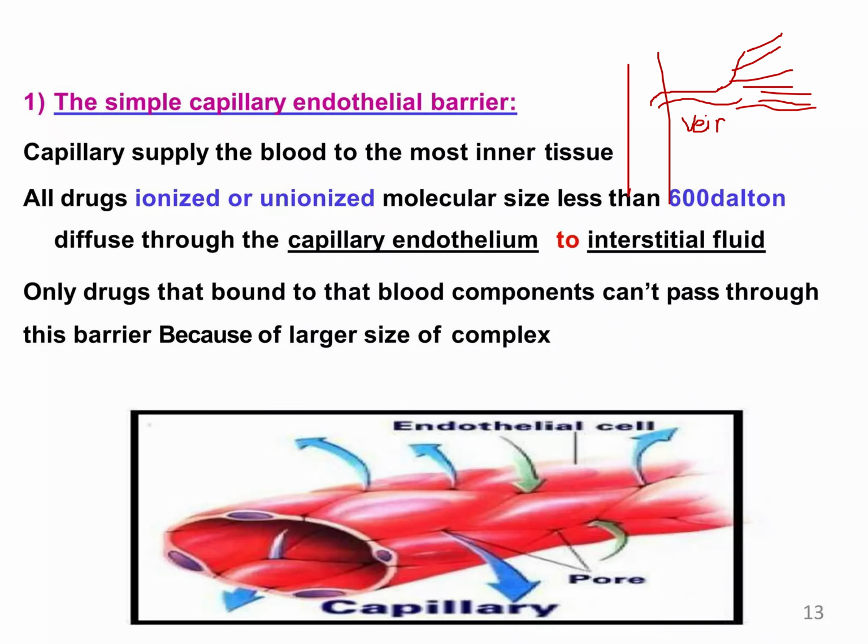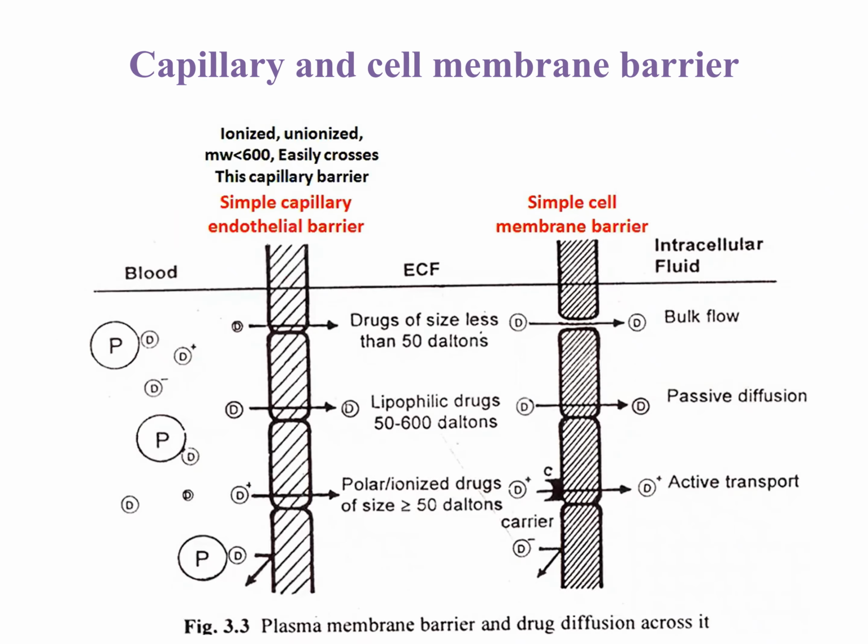So capillaries supply the blood to the innermost tissues. All drugs, ionized or unionized, with molecular size less than 600 Dalton, diffuse through the capillary endothelium to the interstitial fluid. Only drug that is bound to blood components can't pass through this barrier because of the large size of the complex. So let's see here, we have shown two simple barriers. One is the simple capillary barrier and another is the cell membrane barrier.